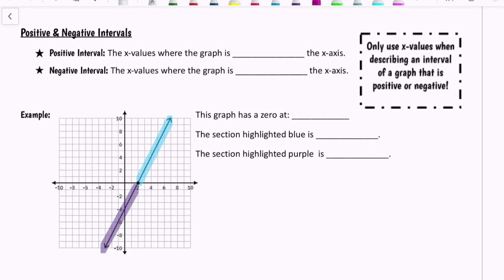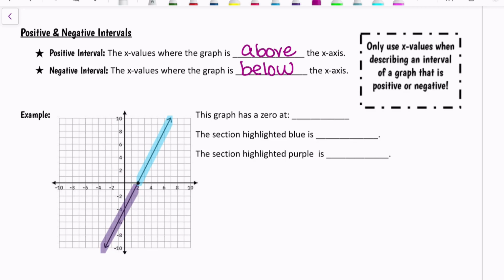In this video, we will go over how to determine where a function is positive or negative. A positive interval, or where the graph is positive, is all of the x values where the graph is above the x-axis. And the negative interval is the x values where the graph is below the x-axis. And so, like when we're describing increasing, decreasing, and constant, we're going to use only the x values. So you can kind of pretend like the y-axis doesn't exist. Just kind of eliminate it from your brain.